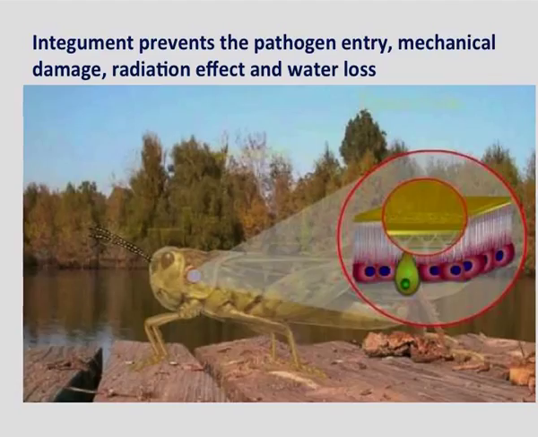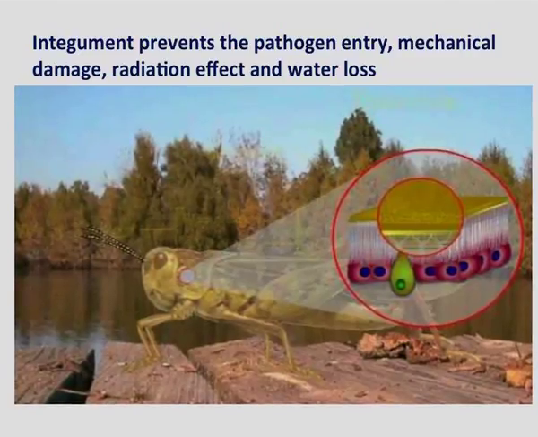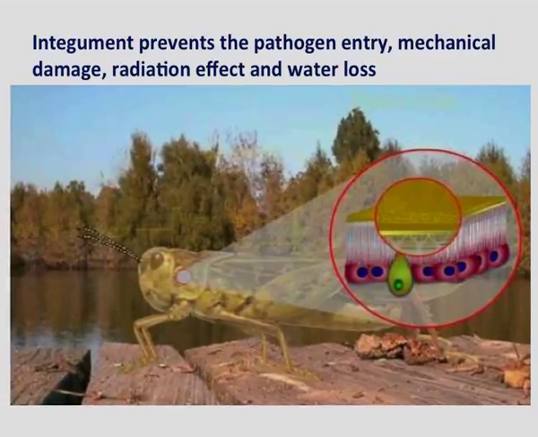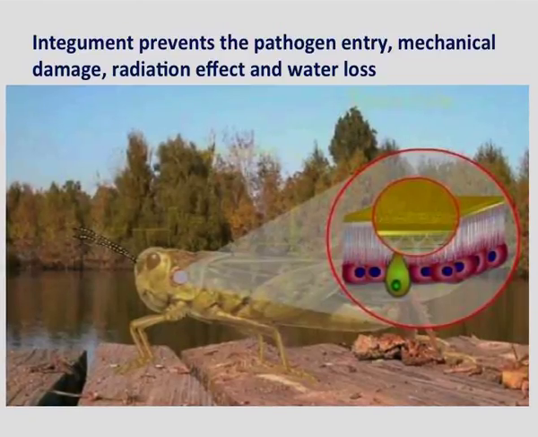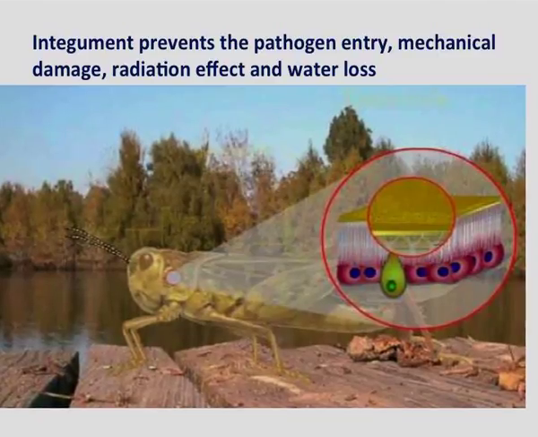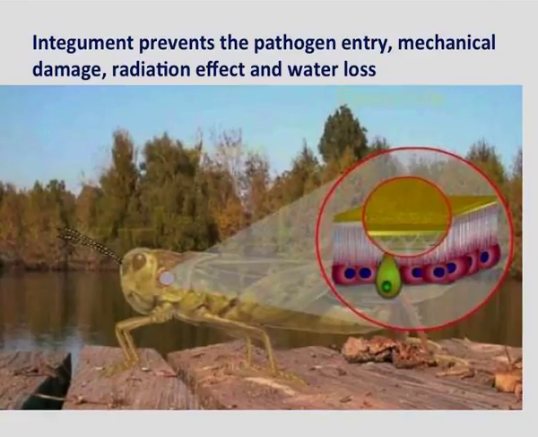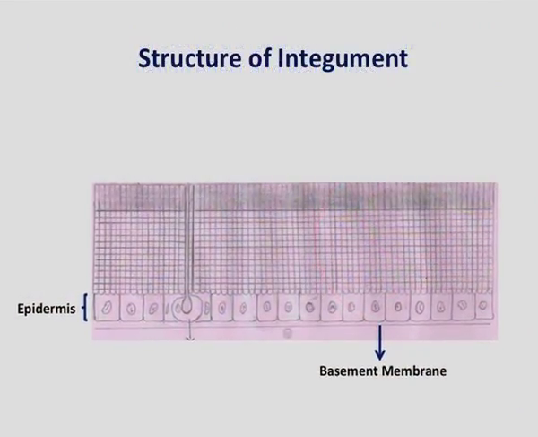The flexible lines or elastic regions of the integument provide exchange of gases by ventilatory movements. Generally it is a protective structure for internal organs and prevents pathogen entry, mechanical damage and radiation effects. Since the integument is impermeable, it prevents water loss. It also takes part in insect shape and coloration. It is a stratified structure, which means it is arranged layer by layer.